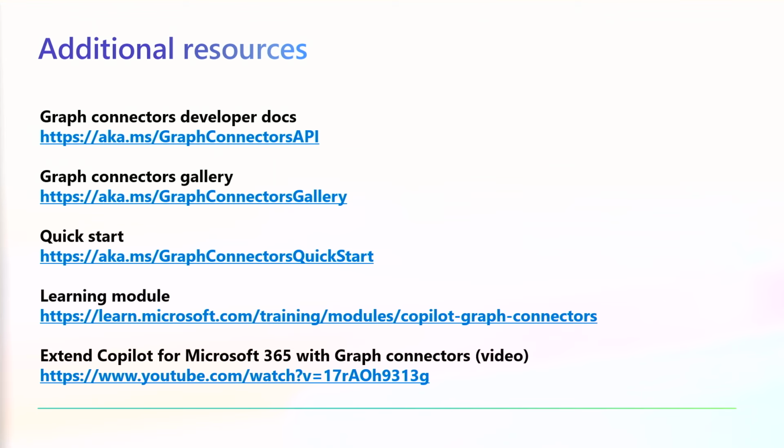We also have our graph connectors gallery, as Gladys was mentioning earlier. If you want to see which ones are already available, aka.ms/graph connectors gallery. We've got a learning module on this, literally a couple hours long, to see all the different pieces that go into this. If you want to really deep dive into building or working with graph connectors, there's good information out there. And we also have a video that we recorded a couple months ago that shows some of the demos that we had today, but in some different areas for working with graph connectors in Copilot.